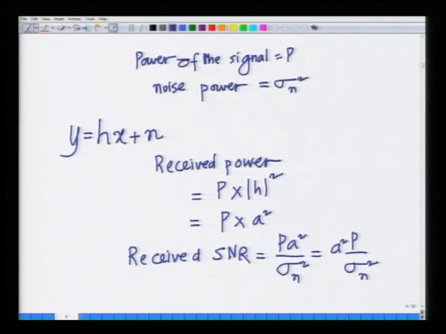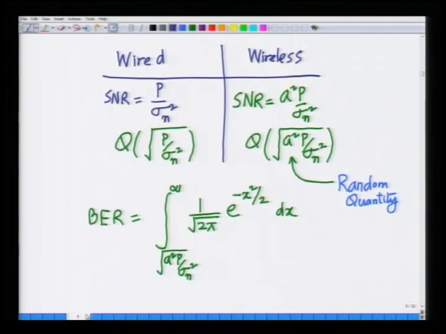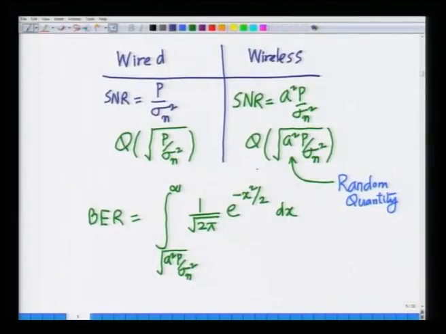So, the received power therefore is P times a squared, and the received SNR is a squared P over sigma n squared, because received power is a squared P and noise power is sigma n squared. We also said that the bit error rate for an SNR of a squared P over sigma n squared is Q of square root of a squared P over sigma n squared. This is similar to what we derived in the wired communication system.